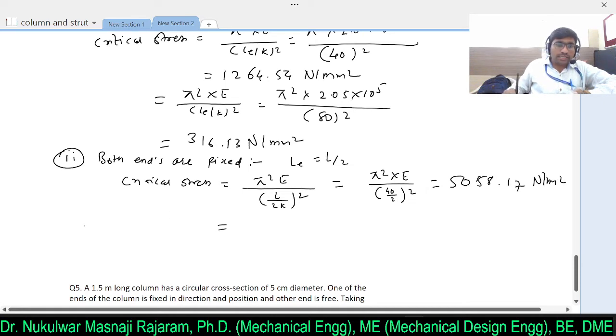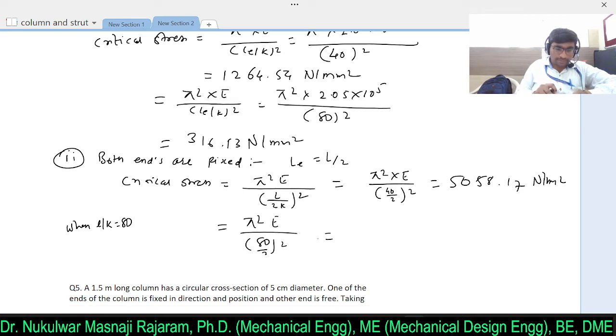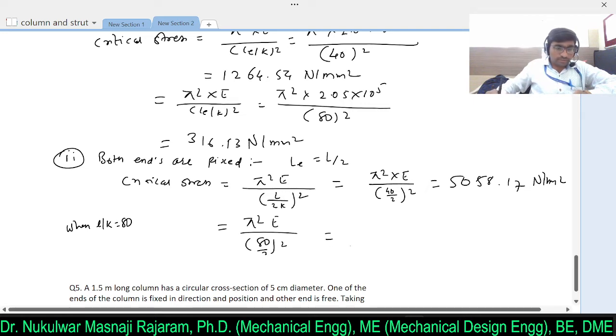Now when the slenderness ratio L by K is equal to 80, then this formula will become pi square E divided by (80 by 2) whole square. So I think here we must consider 40. So it will be near about 1264.54 Newton per mm square.